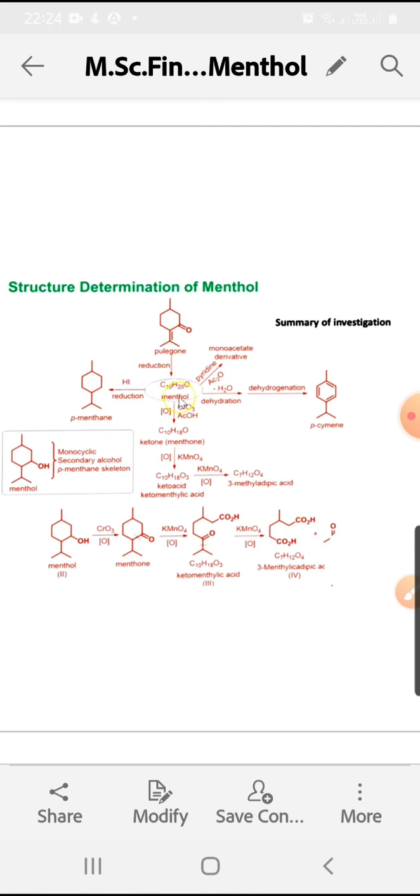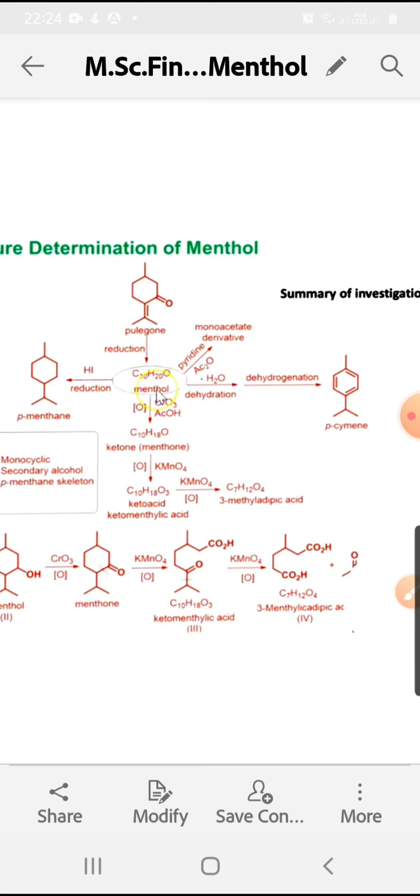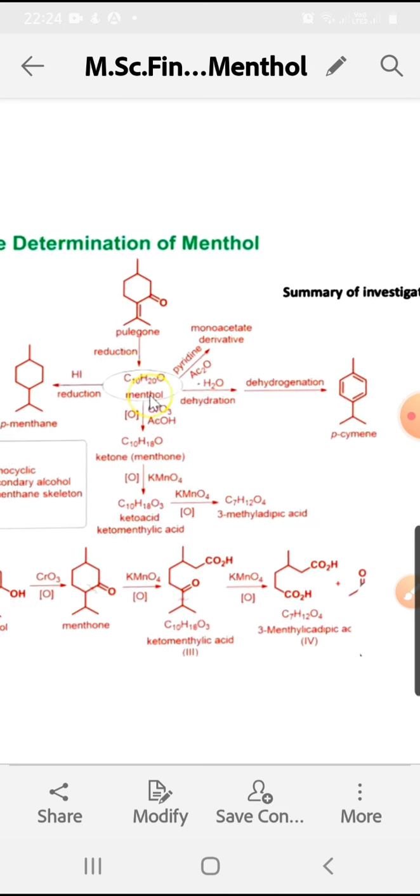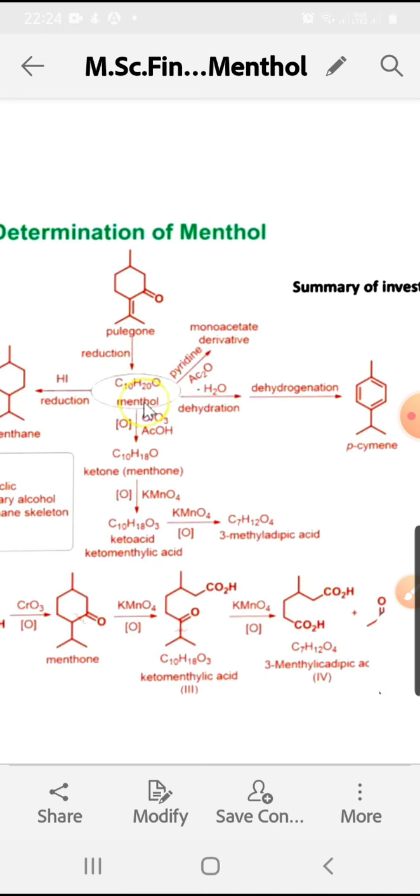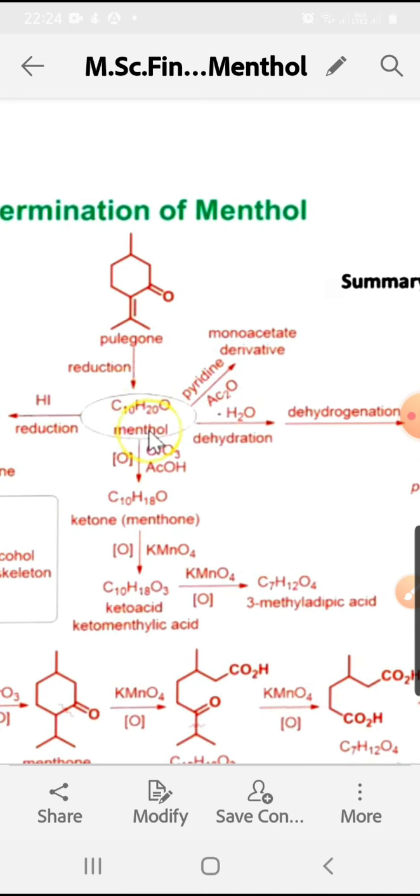In the last lecture we discussed the structure determination of menthol. Now we summarize all the reactions that we discussed. In this way we have elucidated the structure of menthol on the basis of simple chemical methods of analysis. The investigation starts with the determination of the molecular formula of menthol. From the molecular formula, we determine the one degree of unsaturation.